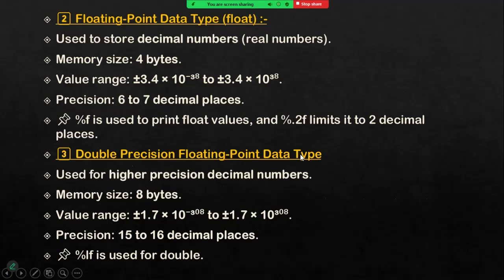The double data type is double precision floating point, used for higher precision decimal numbers. Memory size is 8 bytes. Sorry, bits and bytes are not the same. So 8 bytes. The value range is this, and precision is 15 to 16 decimal places. In float we learned that precision is 6 to 7 decimal places, but here it is 15 to 16 decimal places. Percentage lf is the format specifier used for double.